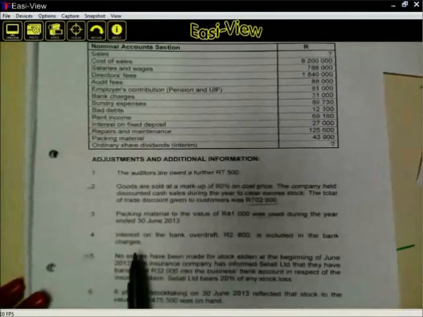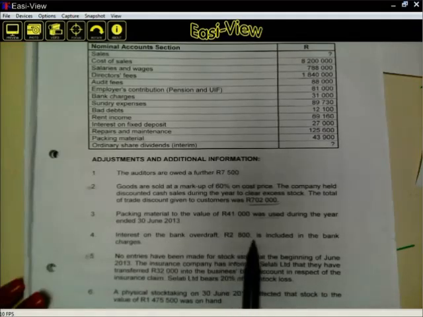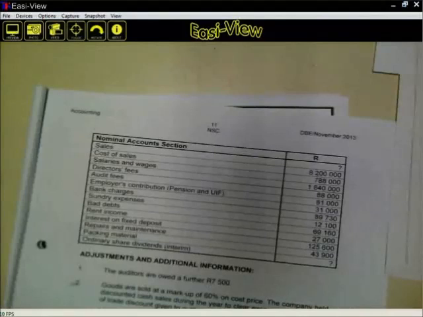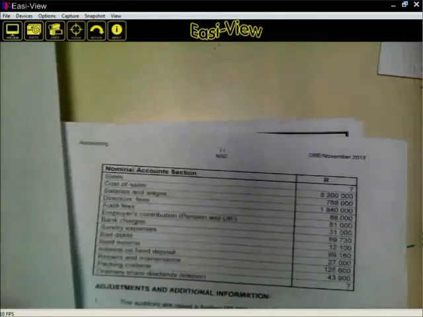Then moving to the next adjustment. Interest on the bank overdraft, 2,800 included in the bank charges. So what do we do? We must check for our bank charges. From the information that we have, here are our bank charges. Bank charges of how much? 31,000. So we must take this 31,000 into the answer sheet.